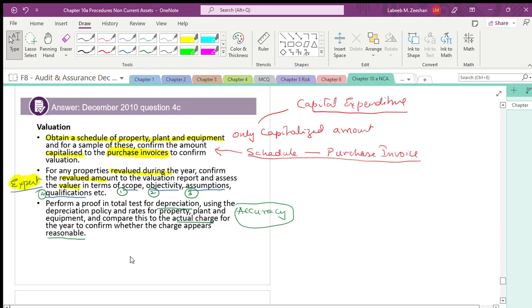What are the things we have done? Schedule with the purchase invoice. First one, valuation by the expert: scope, objectivity, assumptions and qualification. The third one, you have to do the proof of the total of depreciation, total of plant and equipment. Is it right? And what is the net book value that has been shown in the non-current register and in the general ledger with respect to the financial statements.